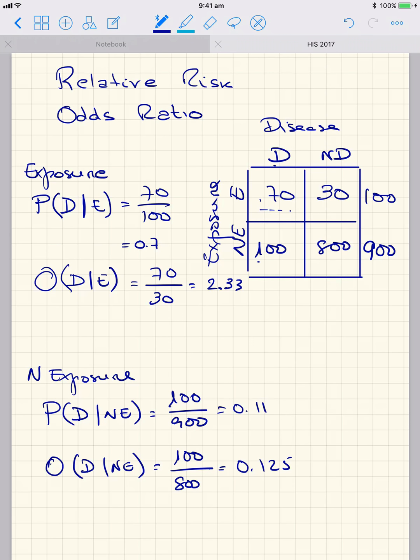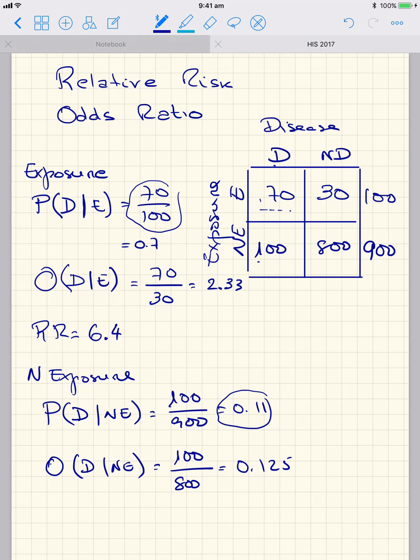Now the relative risk is going to be defined as the ratio of the two risks, this one over this one. So 0.7 divided by 0.11, and that gives 6. I'm going to round it, 6.4.